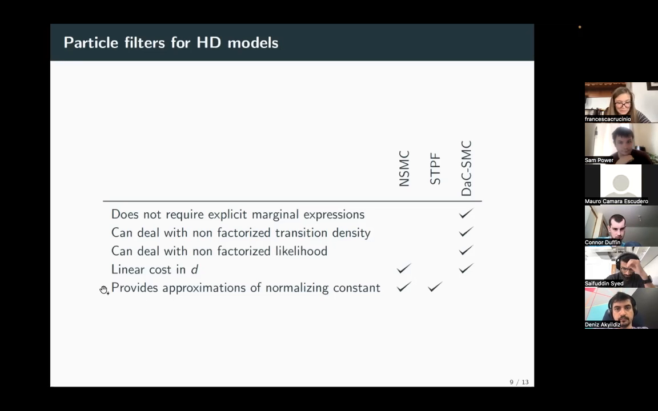And the last one, which I haven't mentioned at all, and I will try to explain why that is the case: divide and conquer SMC, the way that I explained it now, we cannot get approximations of the normalizing constant, because when we compute the mixture weights, we have a constant in there which is unknown. So you can do filtering, but you cannot get approximations of the normalizing constant in the way we described it.